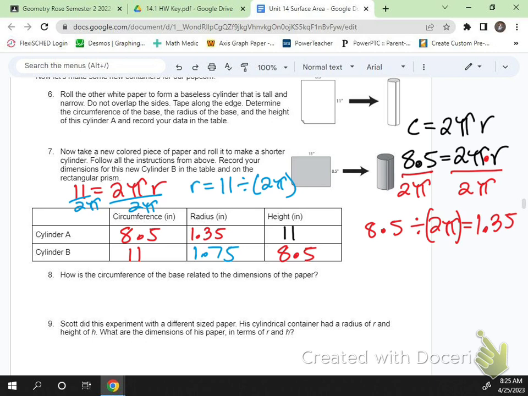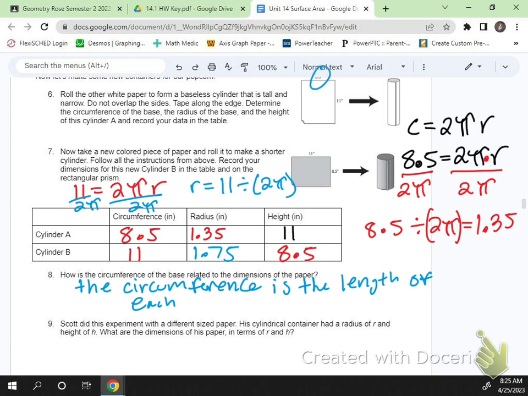How is the circumference of the base related to the dimensions of the paper? The circumference is what? The width? The length. It's the length of each paper. So our length on this first one, 8.5, was 11 on the second one.